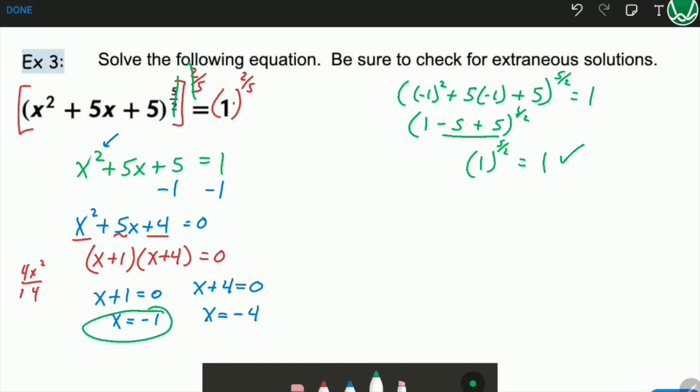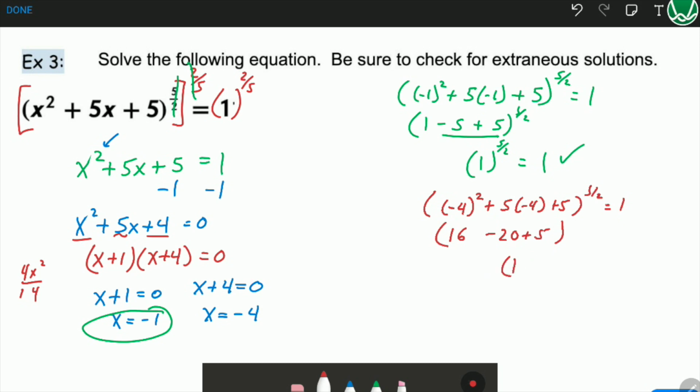The second answer is -4. So if we check that out, in parentheses, -4 squared plus 5 times -4 plus 5, to the 5/2. So we'll have +16, -20, plus 5. 16 minus 20 plus 5 should be +1, if I did that math correctly. Yep, +1. And +1 to the 5/2 is again 1. So both answers do work out this time. Make sure to check them.